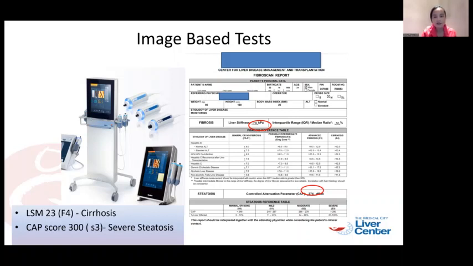His CAP score was also increased. So he had severe steatosis. So the normal liver fat is less than 5%. And based on this FibroScan test, you can see that he is S3, with more than 66% liver fat.